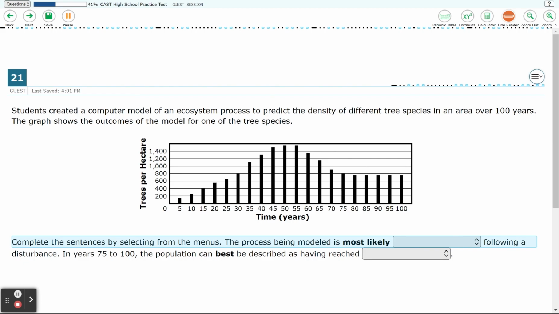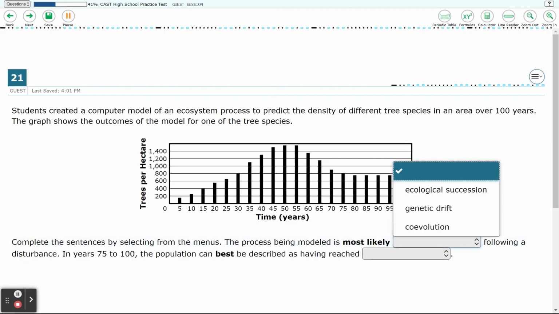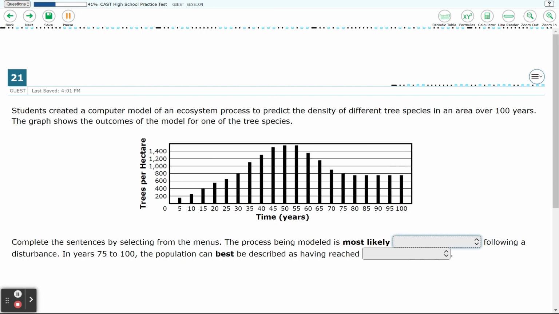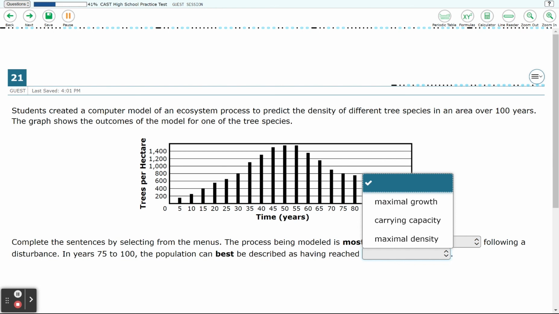The process being modeled is most likely genetic succession, genetic drift, or coevolution following a disturbance. In years 75 to 100, the population can best be described as having reached maximal growth, carrying capacity, or maximal density. Select your answers now.